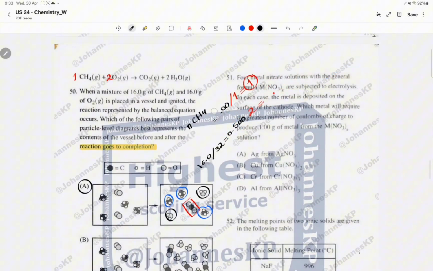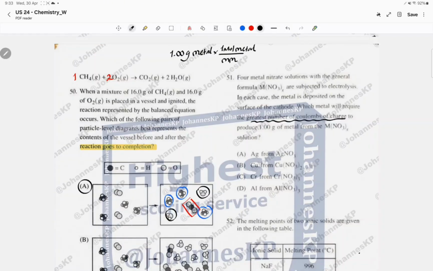Okay. Let's look at question 51 here. So you want to get the greatest number of coulombs of charge. And the way to do this is to say, if I have 1 gram of metal, which is given to me in the question, if I had 1 mole of metal, that would be the molar mass of the metal. And if I had 1 mole of metal, that would give the number of moles of electrons. And if I had 1 mole of electrons, that would be Faraday's constant. And this is going to give you the number of coulombs.